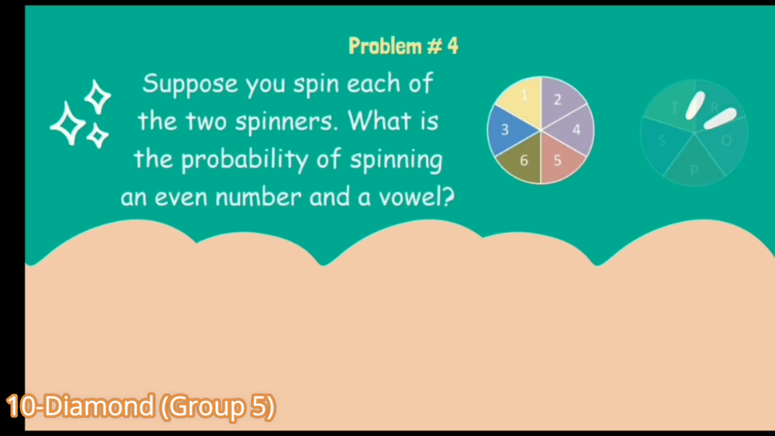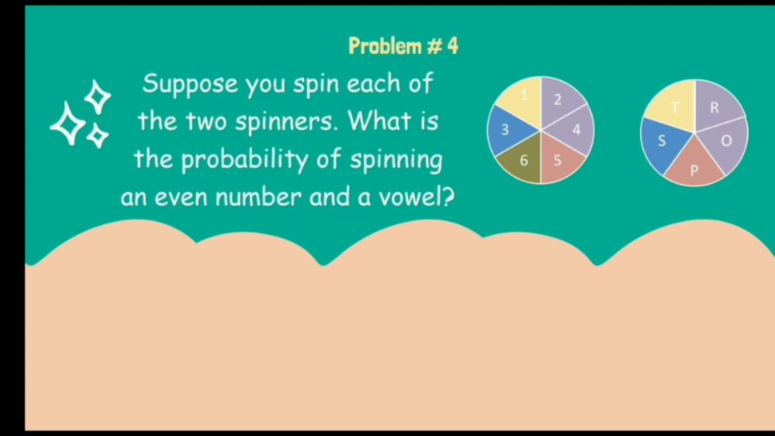Problem 4. Suppose you spin each of the two spinners. What is the probability of spinning an even number and a vowel? The first wheel contains number 1, 2, 3, 4, 5, and 6, and the second wheel have 5 letters S, T, R, O, and P.